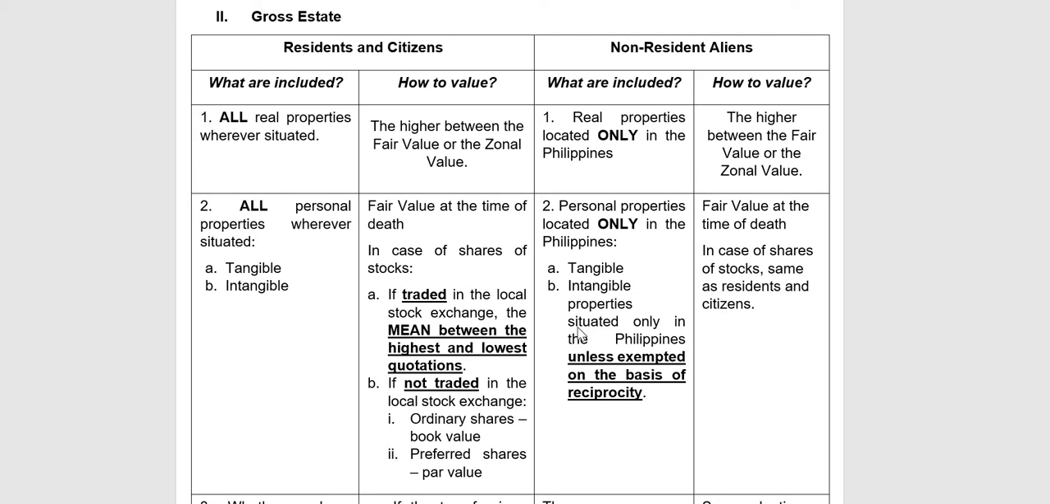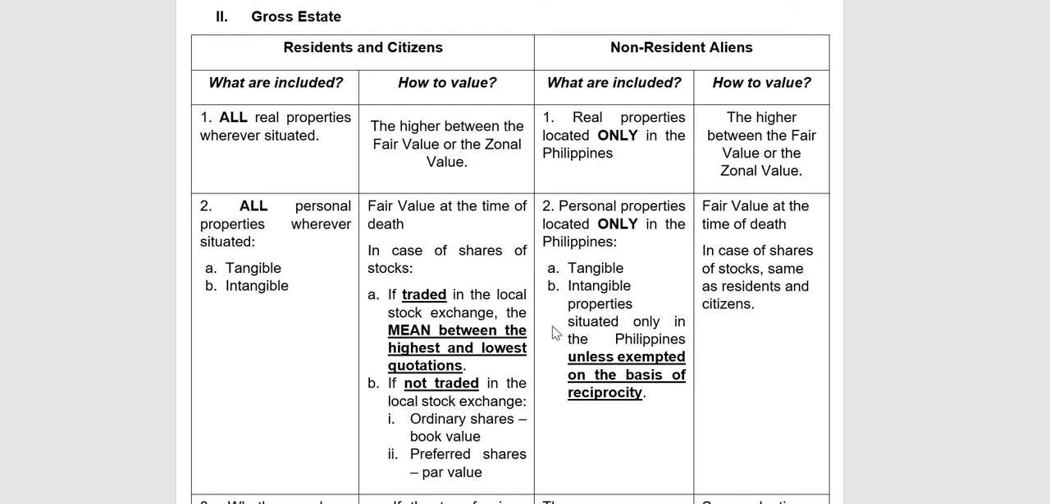However, for intangible properties naman, again, yung intangible property situated in the Philippines lang, included in the gross estate, unless exempted on the basis of reciprocity. So we have to determine if with reciprocity ba siya or without reciprocity. Kasi pag with reciprocity, ang exempted yung intangible assets na ang situs is within. So ano ba yung reciprocity?